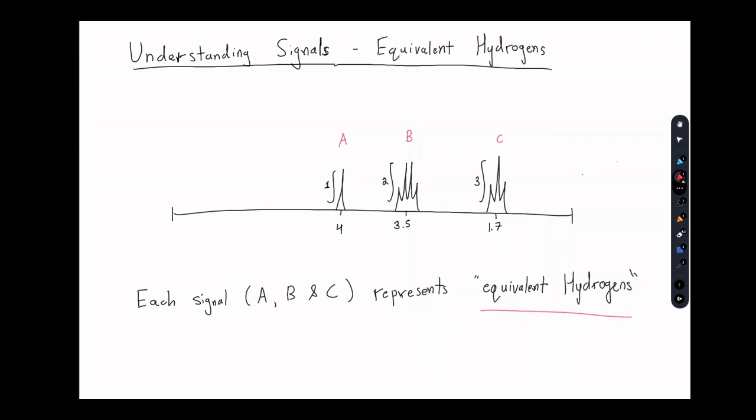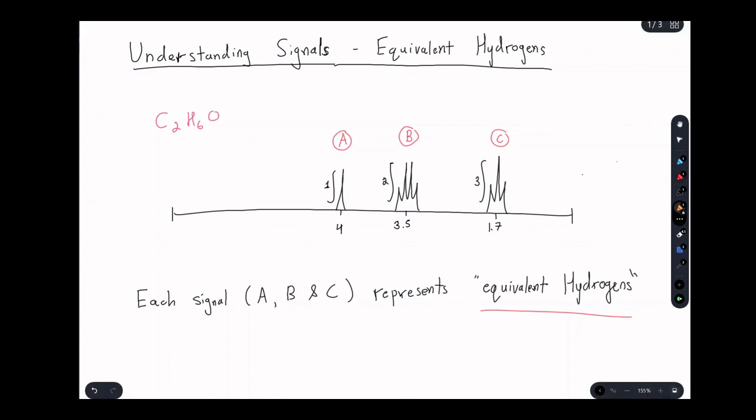Welcome to Lecture 1.2. In this lecture, I'll be covering signals in NMR and what it means to be a group of equivalent hydrogens. As I mentioned in our last lecture, in this NMR spectrum, we have three different signals labeled A, B, and C, and each one is to represent a group of equivalent hydrogens. So the chemical formula for this chemical is C2H6O.